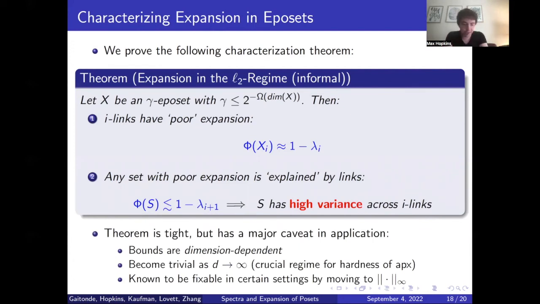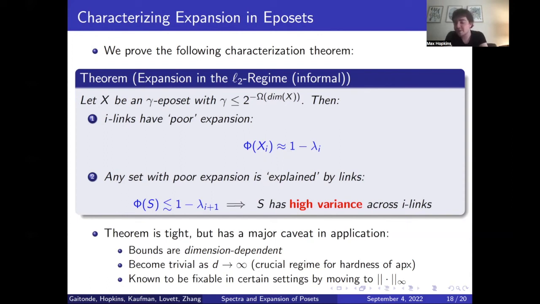Now, this theorem is actually tight. We give an exactly tight version of this for a couple special cases, like simplicial complexes and the Grassmann poset, but it has some major caveats. In particular, I haven't written it out here. We'll see it on the next slide, but these bounds are actually necessarily dependent on dimension, which means that if you consider families of complexes that go to infinite dimension, the bound becomes essentially trivial, not strong enough to use. And this is also the regime that's important for the 2-to-2 games conjecture, that's important for hardness of approximation.